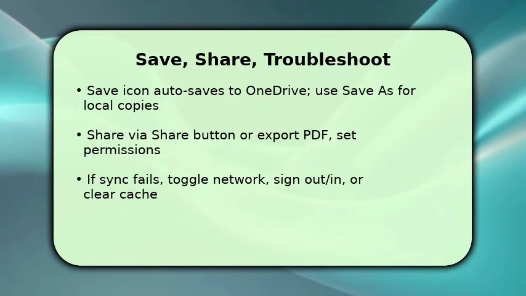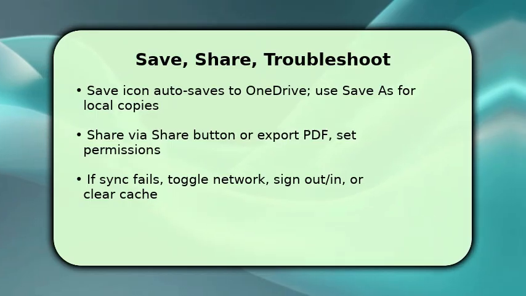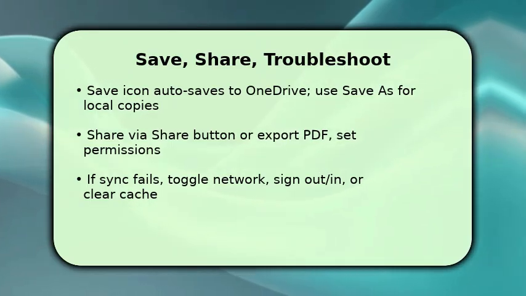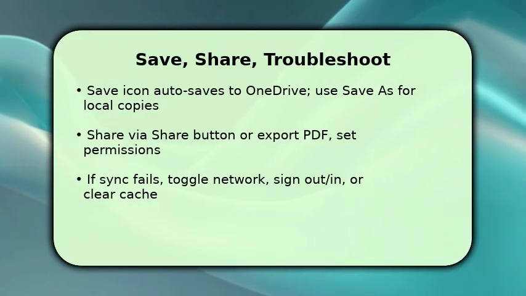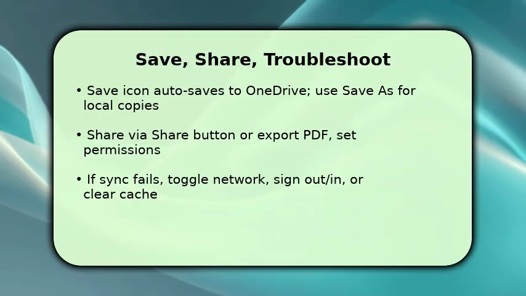Word usually auto-saves to OneDrive. Confirm the save icon. If you want a local copy, choose Save As and pick Device Storage. Once complete, tap Share to send a link or export a PDF. Set edit or view permissions before sending.